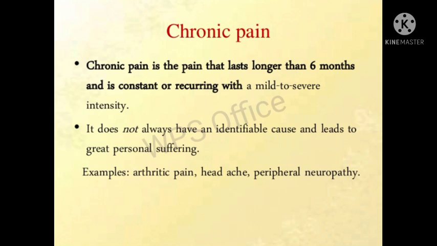So we have seen here the difference between chronic and acute pain. Chronic pain will last for more than 6 months or for a longer period of time, while acute pain will last for a short duration of time. Then chronic pain may not always have an identifiable cause, but acute pain will always have an identifiable cause.